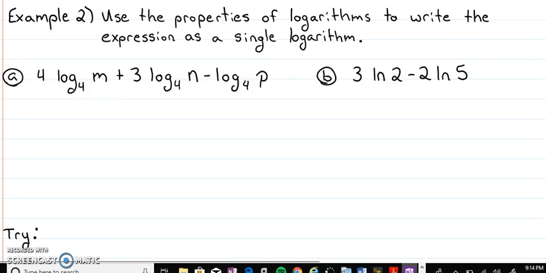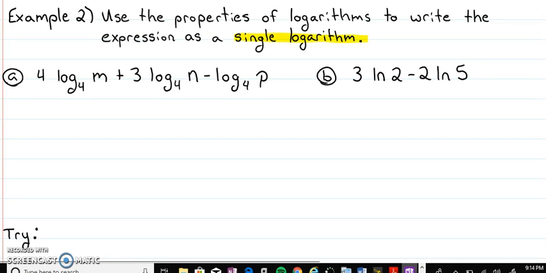Alright, so in this third and final video, what we're actually going to look at is going the other way. Last time we looked at what happens if we expand it. Now I'm going to give it to you expanded, and what the directions tell you to do is write it as a single logarithm.